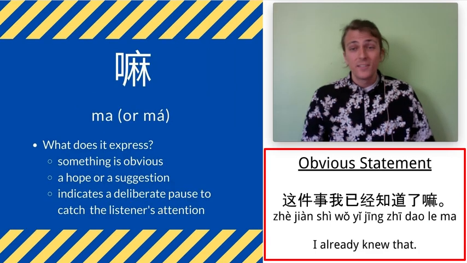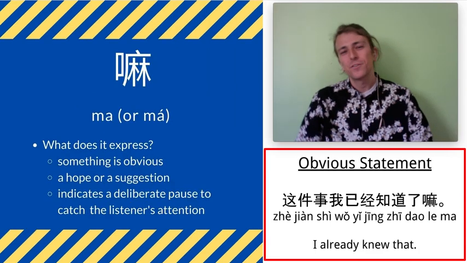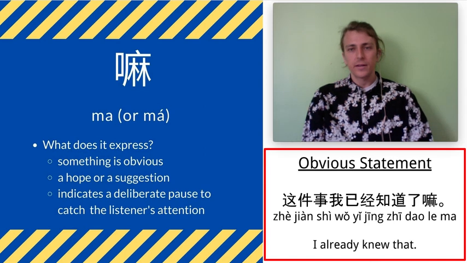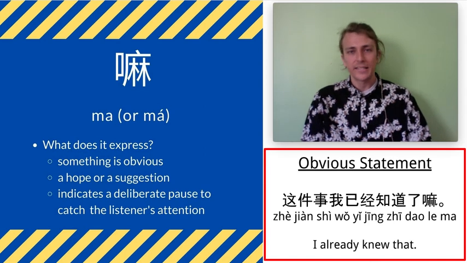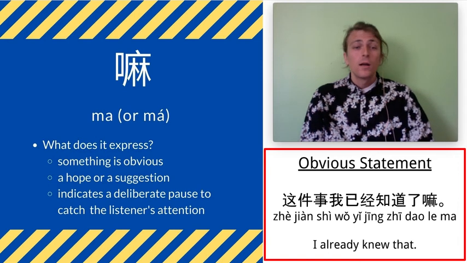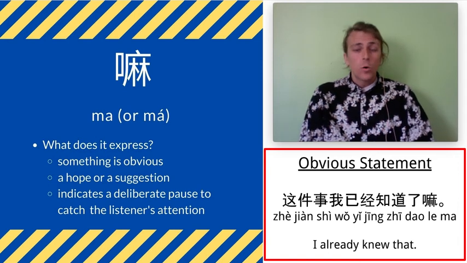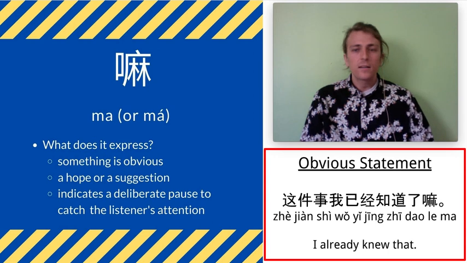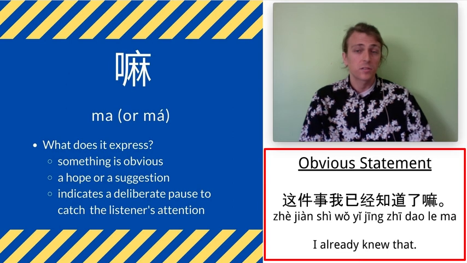Moving right along to the other ma. This one is hard to distinguish in spoken Chinese, but if you see it written, the difference in the meaning is quite large. Okay, what does this express? The first thing is that something is obvious. The one difference with this ma is that it's not at the end of a question usually. So that's a good way to distinguish it.